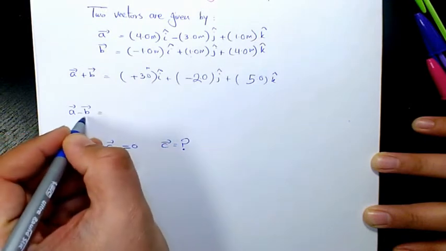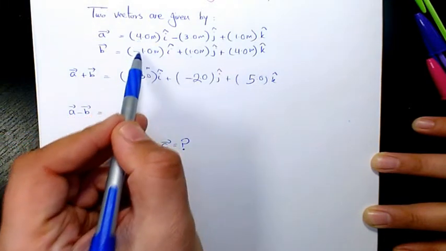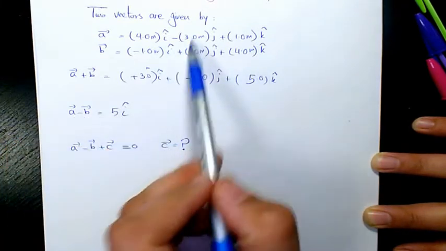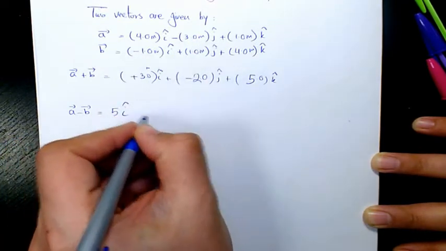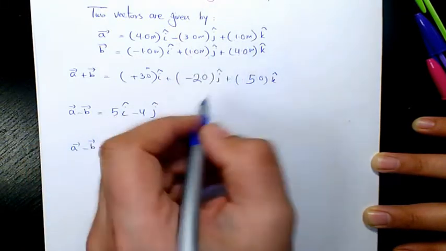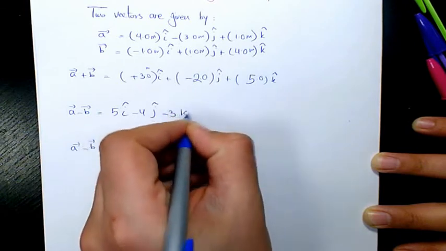Here we have a minus b, which is going to be 4 minus negative 1, that's going to be 5i. Negative 3 minus 1 is going to be negative 4j. And 1 minus 4 is going to be negative 3k.